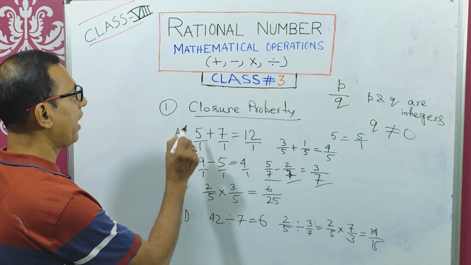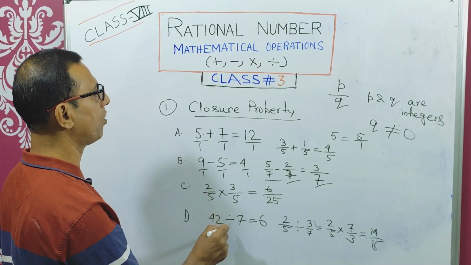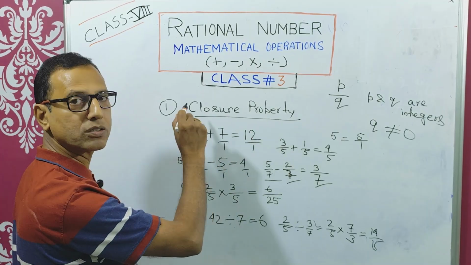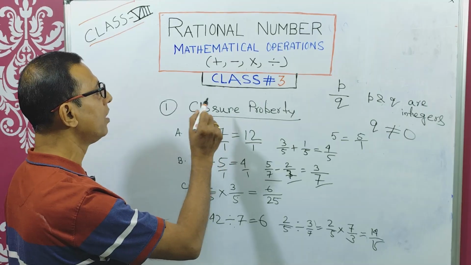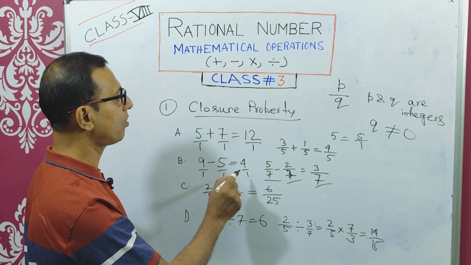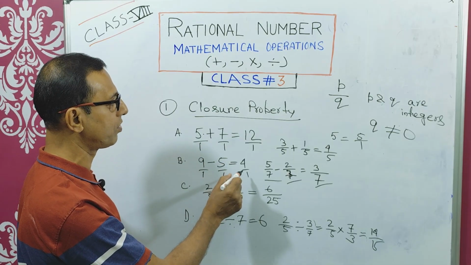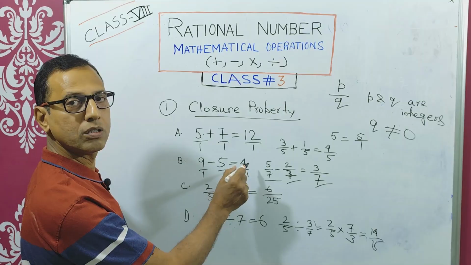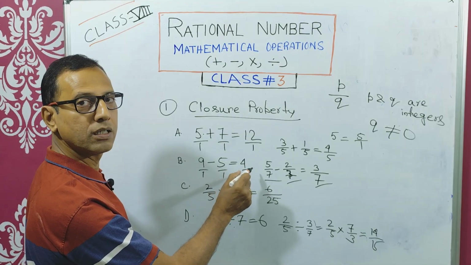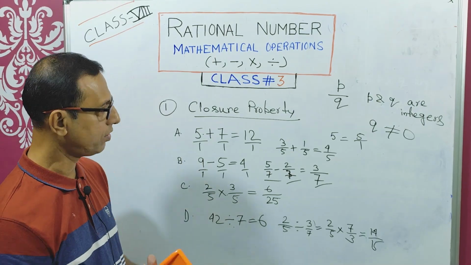So that means addition, subtraction, multiplication, division, all these mathematical operations support closure property. What is closure property? Closure property means the mathematical operation on two rational numbers, or more than two rational numbers, also returns a rational number. That means it supports closure property, right?